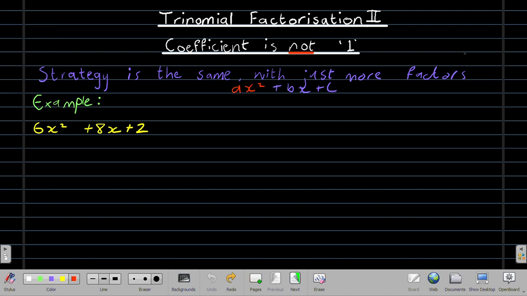Today we're going to be looking at trinomial factorization where our coefficient is not 1. So instead of in the previous video where we had a 1 in front of the x squared, here we will have something along the lines of 6, 2, whatever. It's just not going to be 1. So it makes things a little bit trickier, but the strategy remains the same.